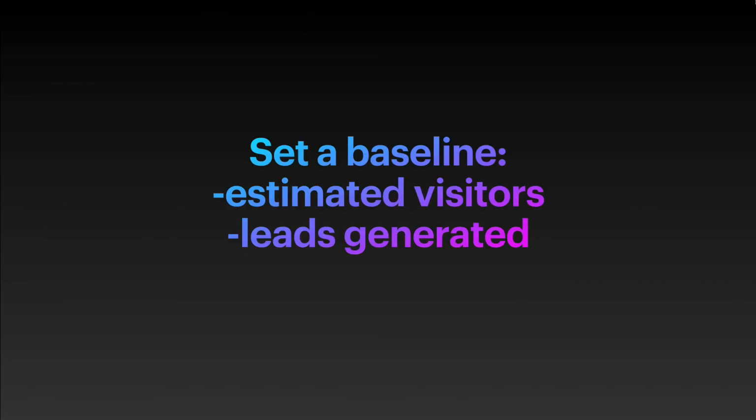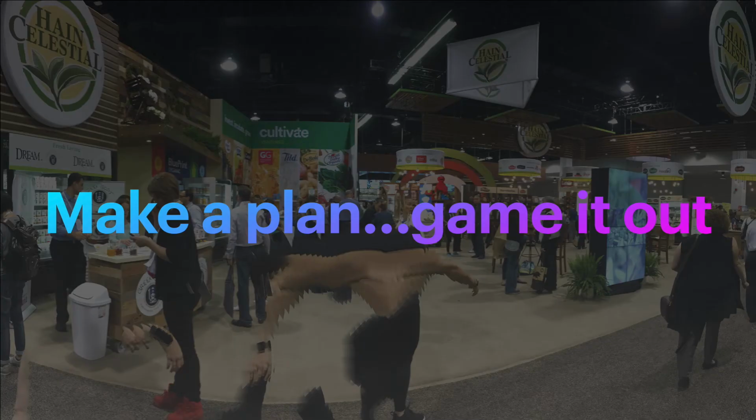You set a baseline. You know that in the past you've had a certain number of visitors. You can estimate that, and you know pretty well what the leads are and what they generated. So that's why you said we had 215 last show. We want to get 300. So you know somewhere along the way you've set a baseline. So from this exercise, you can kind of game it out.